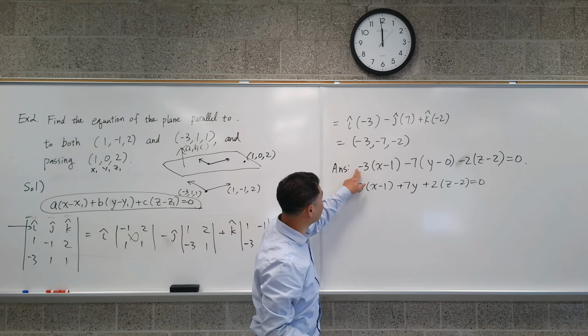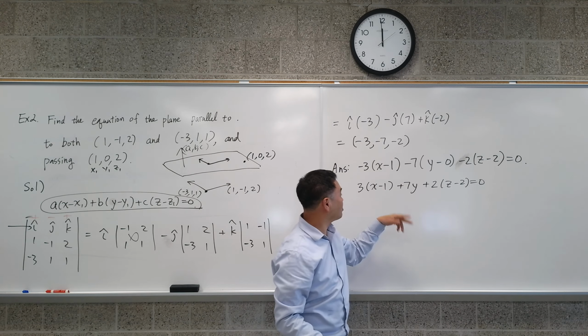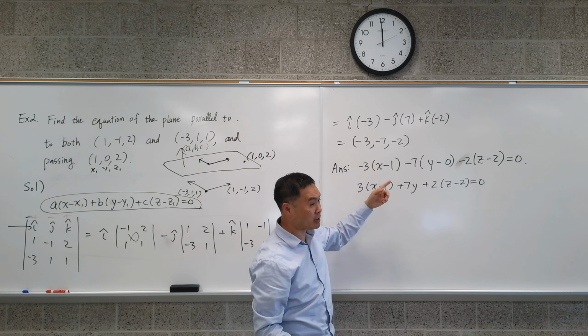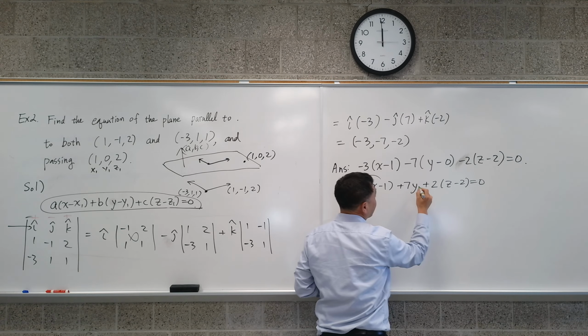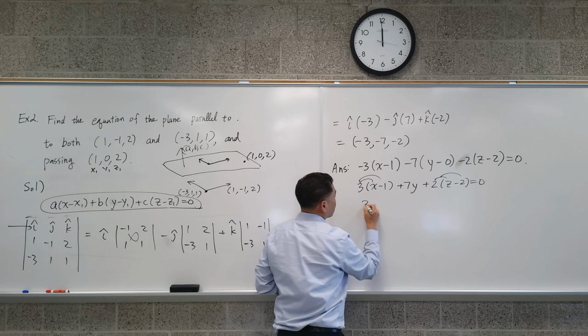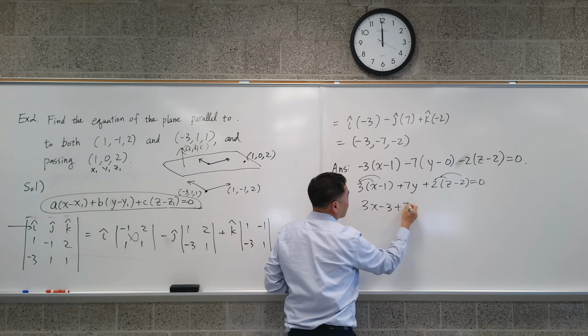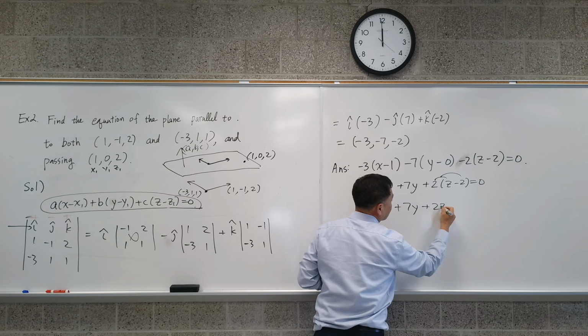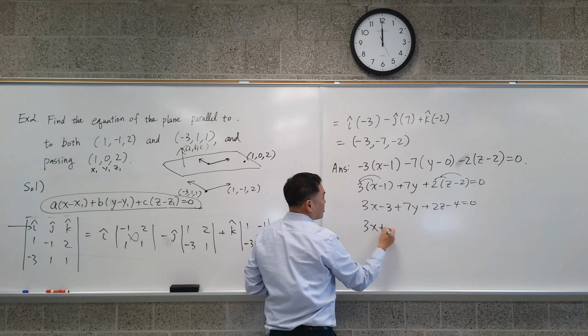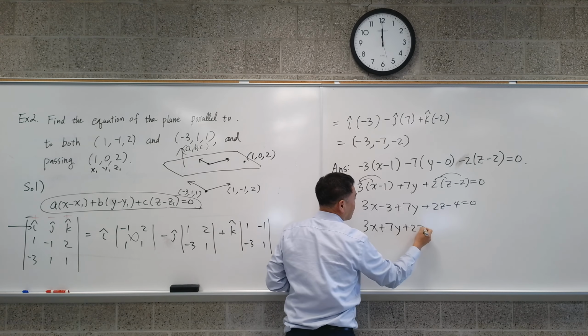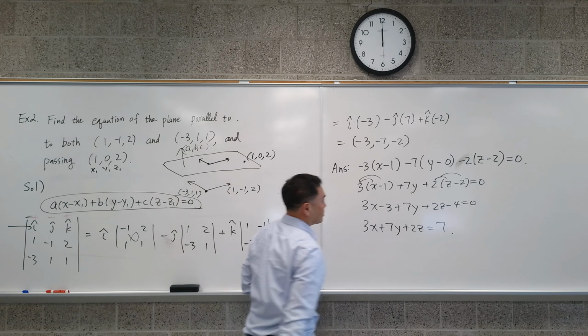Okay, so all the minuses now became pluses because I multiply by a negative 1. And then if I expand this out, you get 3x minus 3 plus 7y plus 2z minus 4 equals 0, so that you get 3x plus 7y plus 2z equals positive 7.